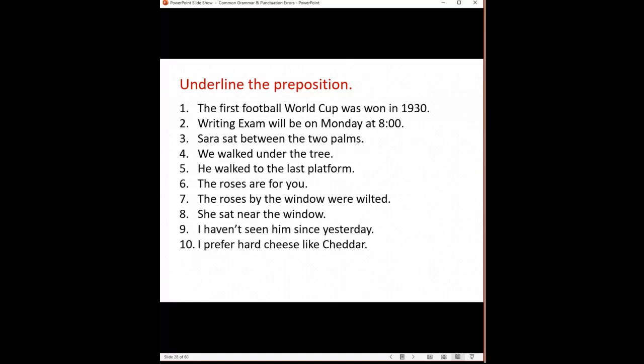For example, in number one, in. How about number two? Only on? We don't have any other preposition in number two? Excellent. On and at. Okay. Number three, I would like you to do all of them. Okay. So I've got between, under. Great. Okay, great.